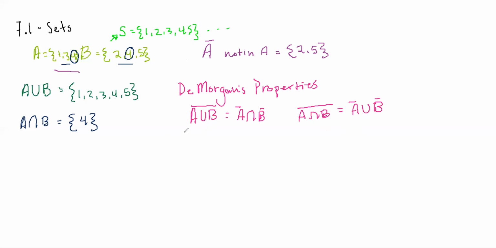Just for the sake of going over it right now, we know that A union B is {1, 2, 3, 4, 5}. We know that A naught is {2, 5}. We know that B naught is going to be equal to {1, 3}. And so what is the intersection between them? Well, there is none because none of these numbers are the same.